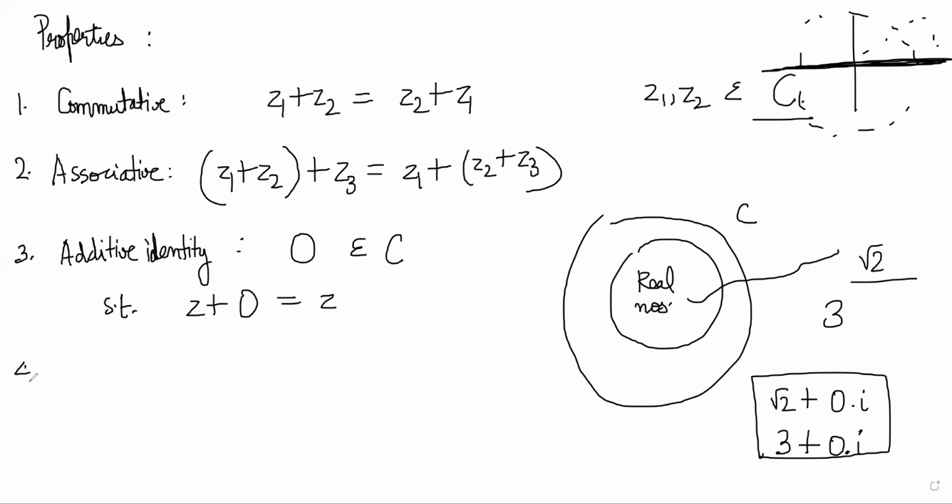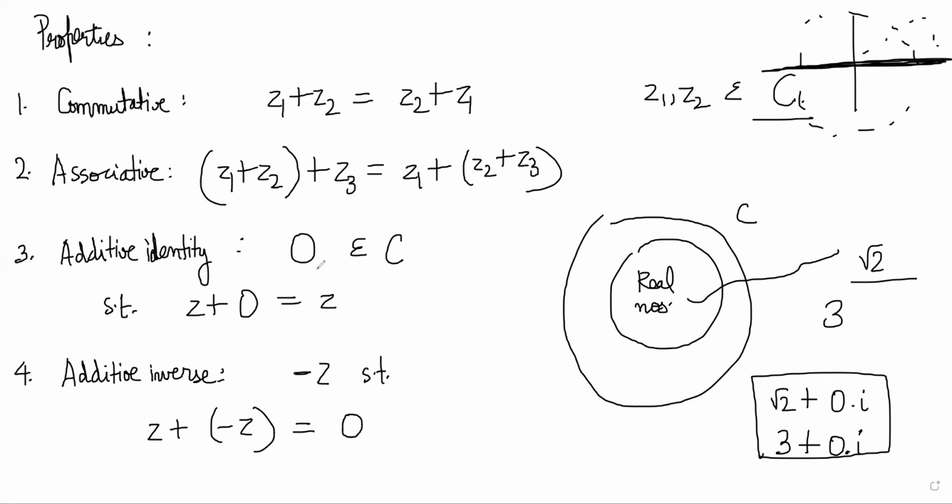There is also an additive inverse. Additive inverse in the sense that there is a complex number −z such that if you add z + (−z), you will get the additive identity, 0. So if I have a + bi, I can construct another complex number −a − bi, and that will add and cancel and become 0. Similarly, you have other properties.